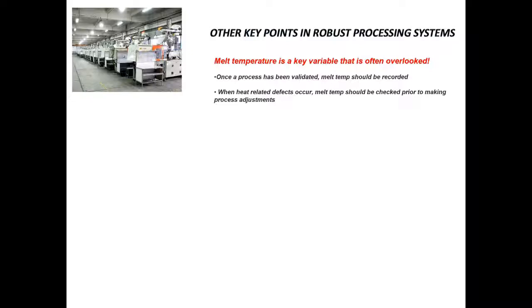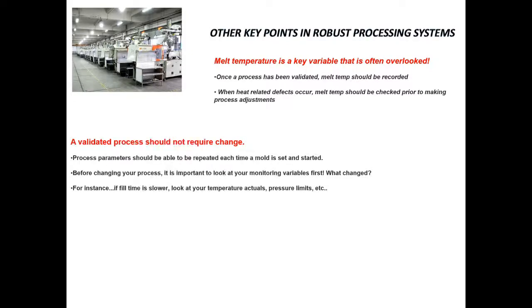Now, when heat-related defects occurred, that would be one of the first things I would check also. I'd be checking the melt temp prior to making any process adjustments. Basically, a validated process should not require any change. Process parameters should be able to be repeated each time a mold is set and started, as long as the setup was standardized. And before you change anything on your process, it's important to look at your monitoring variables first. You want to look at what changed.